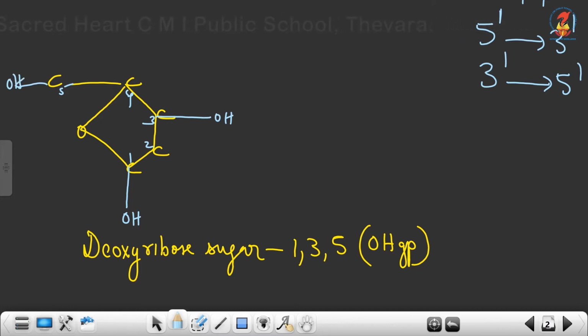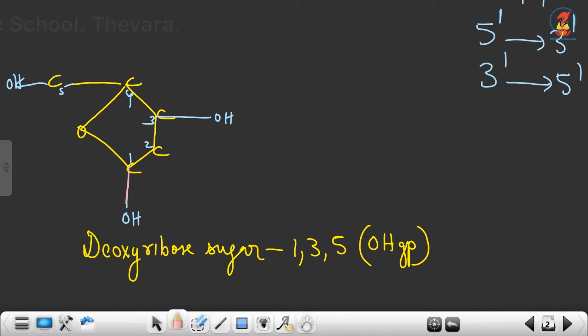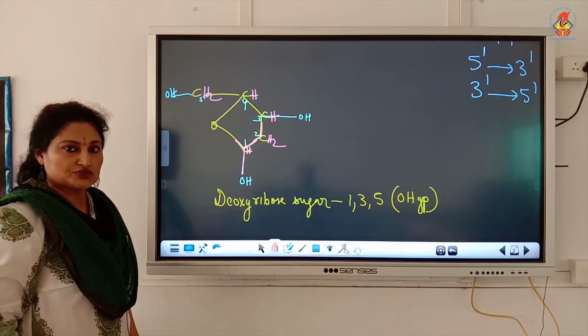Then as chemistry students you will know how to complete this carbon, satisfy the valence. There are 4 valence electrons, so satisfy them. So here 1, 2, 3, so 4, 1 hydrogen. Then here 1, 2, 3, 4. Here 1, 2, 3 and 1 hydrogen. 1, 2, 3, 1 hydrogen. So 1, 2, 3 and 4. Okay, so this is the structure of a deoxyribose sugar.